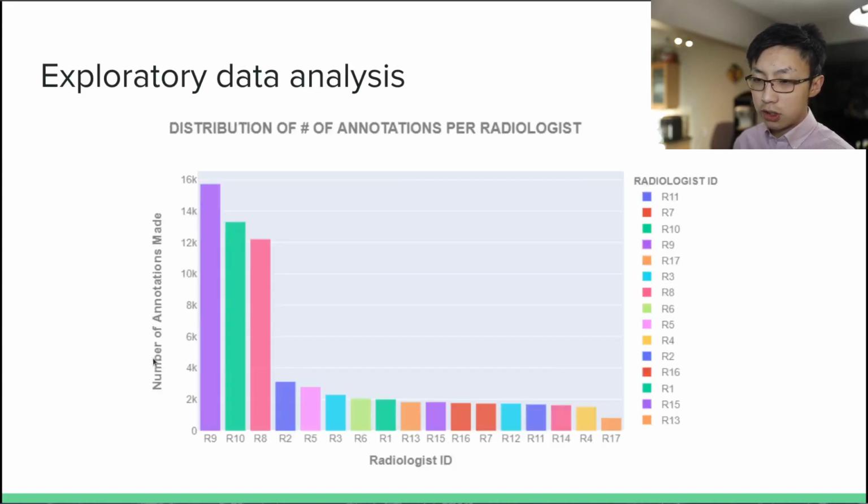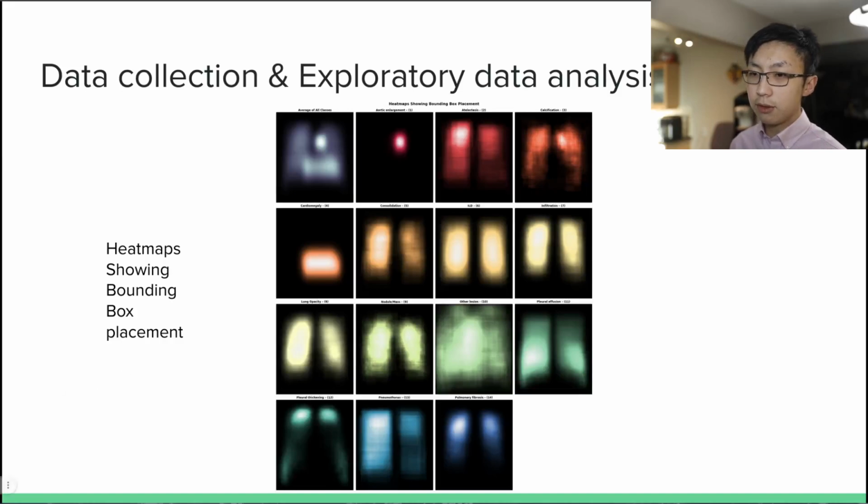This next visualization shows which radiologist annotated which images. There's another clear imbalance, but since we don't have access to such data at test time, we did not use this. Finally, and most importantly, here's a heat map showing the average position and area covered of each bounding box by class. For the first one, we have the average of all abnormal classes. For the second one, we have aortic enlargement, etc.